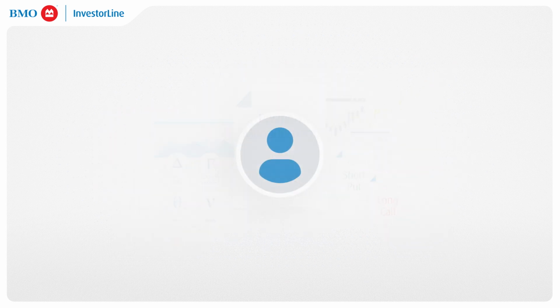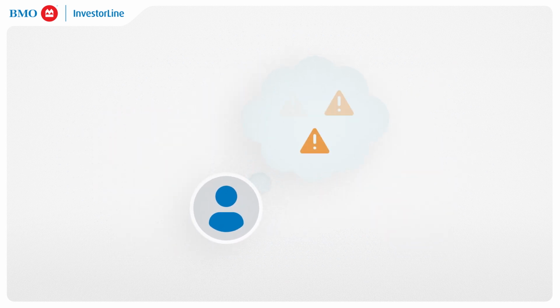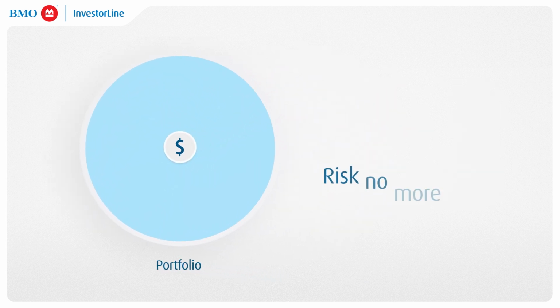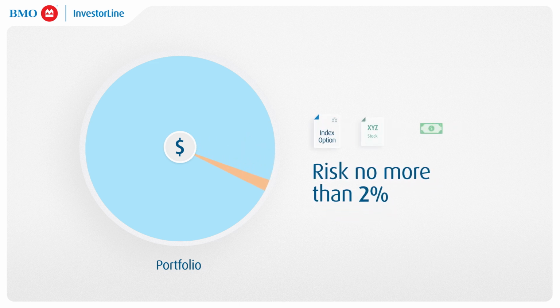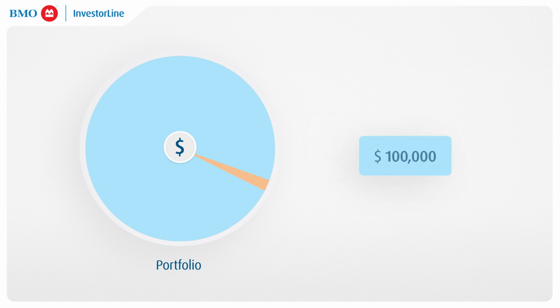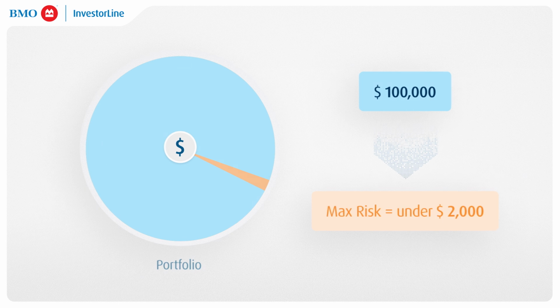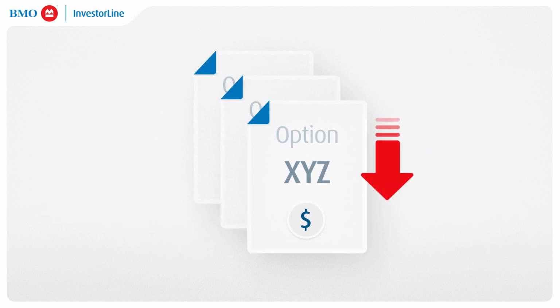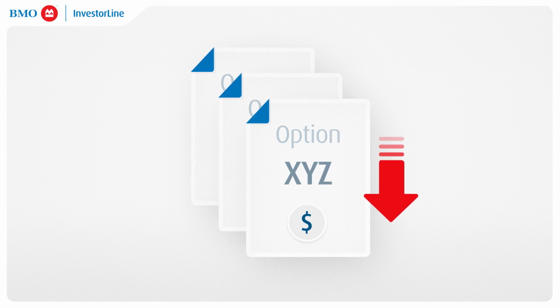Before diving into trade management, let's quickly review one of the most important guidelines many options traders abide by to avoid large drawdowns. A common rule of thumb used by traders is to risk no more than roughly 2% of their portfolio value on a single option trade. For example, with a portfolio of $100,000, every trade should have a max risk of under $2,000. Otherwise, too many contracts could potentially trigger a large drawdown that is difficult to manage or recover from.